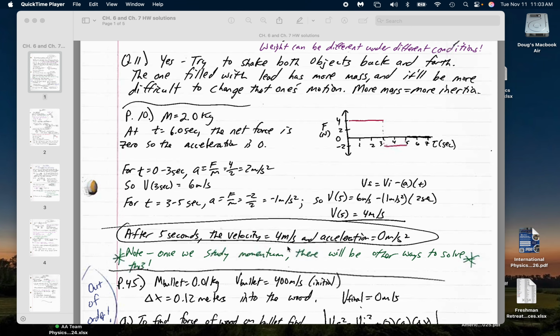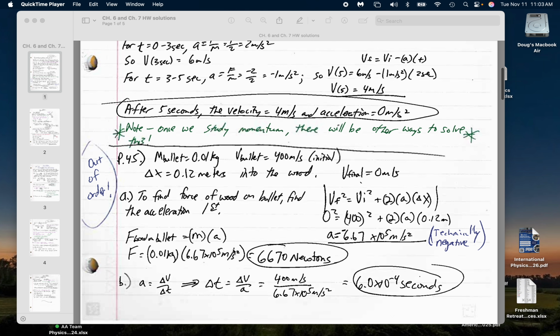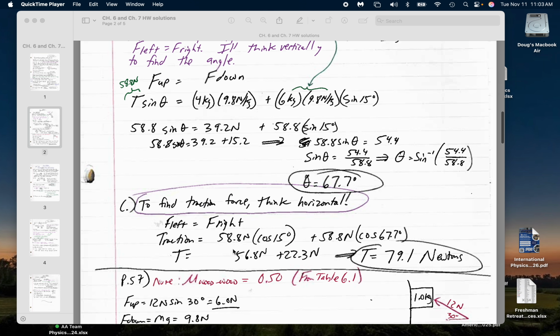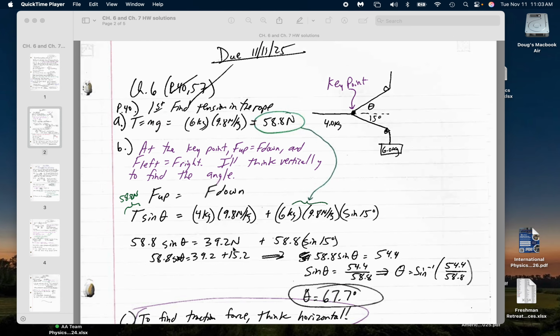There could be other ways to determine this when we study momentum, by the way. This is out of order. It's number 45, so I did that just for space constraints because I knew 40 was going to be a long question. So I'm going to go to number 40 next.